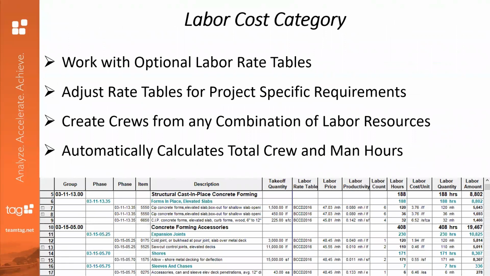So let's look at the labor cost category for a moment. It can work with a number of labor rate tables, which may be project or region specific. You can create and save new crews from any combination of labor and equipment resources, and it automatically calculates the project total crew hours and man hours for labor and equipment. We'll see that later when I show you the totals page. It'll actually show you a complete generation of the total hours for the entire project.